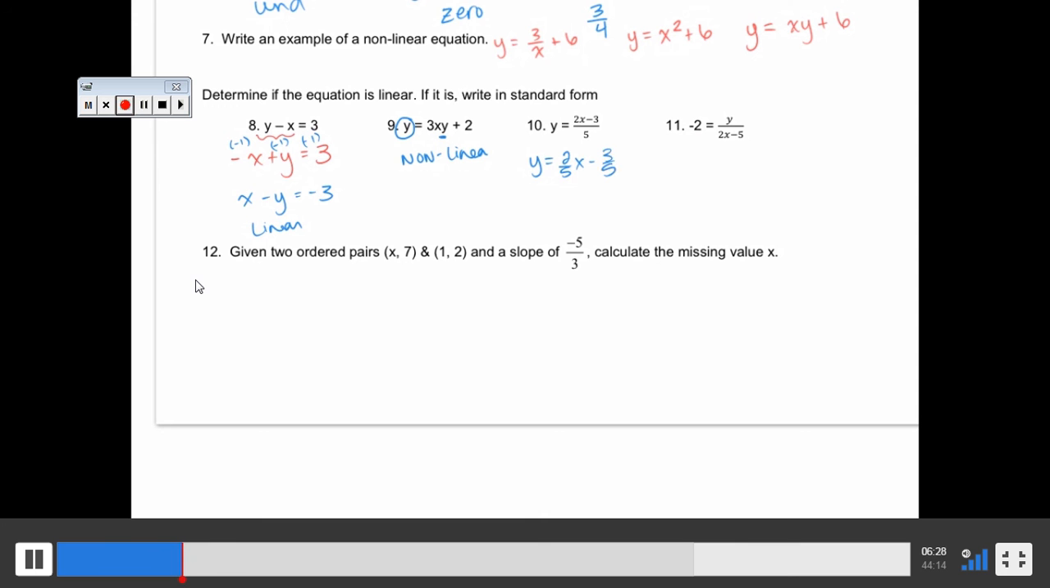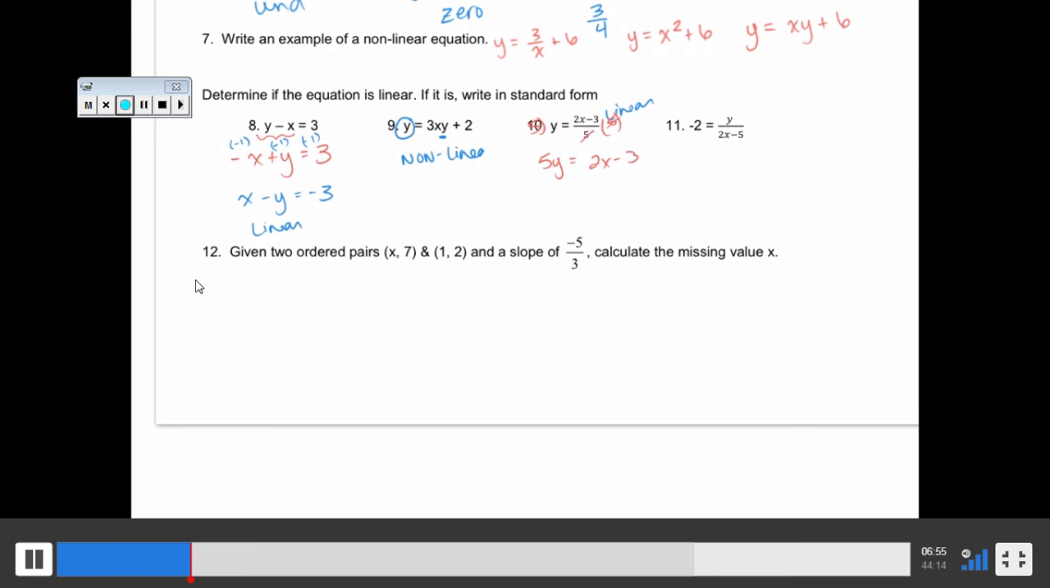Here's another example where it would actually be easier to go to standard form. So you recognize that it's in slope-intercept, so you know that it is linear. Then to go to standard form, get rid of your fraction first. So multiply both sides by 5. You have 5y equals 2x minus 3, because those 5's cancel.